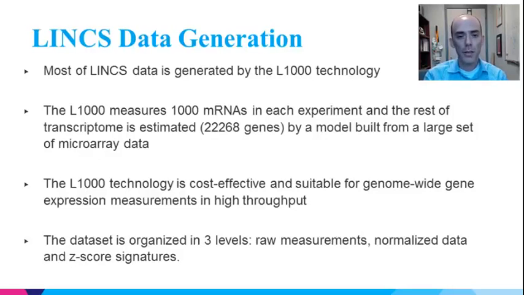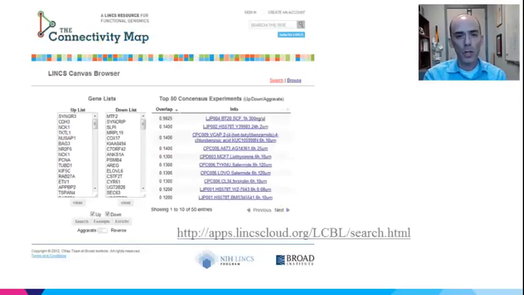The dataset is organized in 3 levels. You can get the raw measurements, normalized data, or the Z-score signatures. And this is going to be available very soon to the public. So Chanan Duan, who is a PhD student in the lab, who you will meet later in the course, where he will present methods to perform principal component analysis and hierarchical clustering, developed 2 web applications to query and browse the new version of the connectivity map.